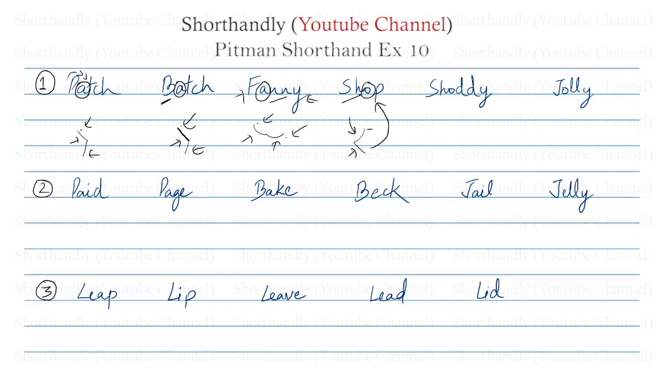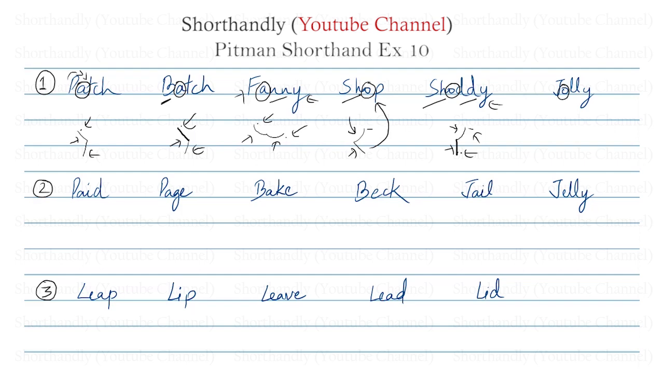Let's move on to the next word, shoddy. Again, O vowel, ish, D, and E sound. So shoddy will be written like this. This is ish, this is O vowel, then D, and then we have this light dot. So this is shoddy.